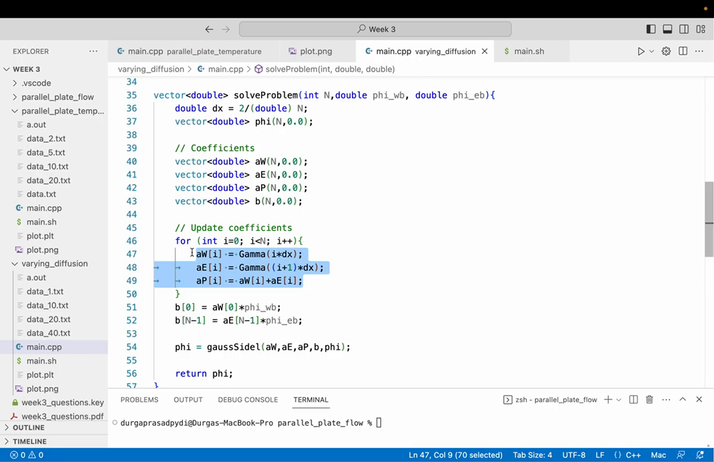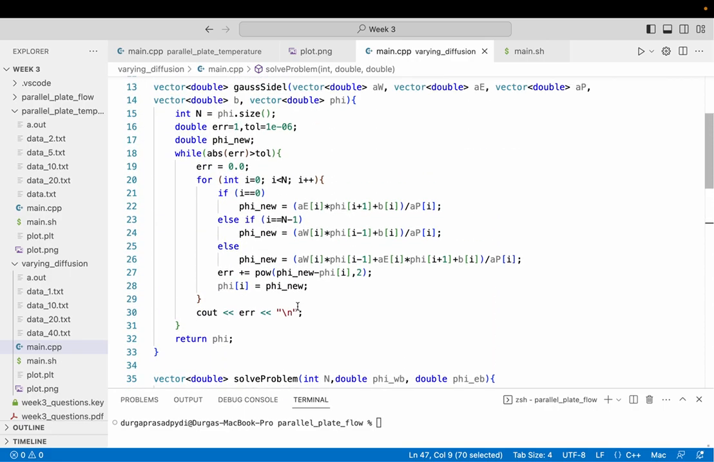So now you need to update your AW and A east as functions of gamma, as functions of x, which are the left coefficient for a given cell. It's like if the cell centroid is 0, you have a gamma of 0. That will be your left face or west face. East face will be I plus 1. So it's essentially delta x from the west face. So you update these coefficients and the remaining algorithm is the same.